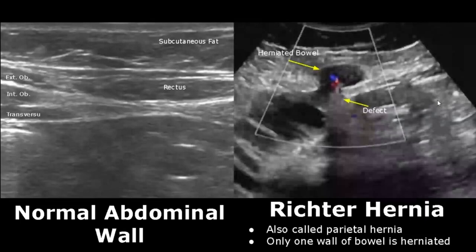A Richter hernia is difficult to see on ultrasound. It is also called parietal hernia. In this type, only one wall of the bowel is herniated. In other words, only one side or one half of the bowel loop is herniated, while the other wall or the other half is not herniated.